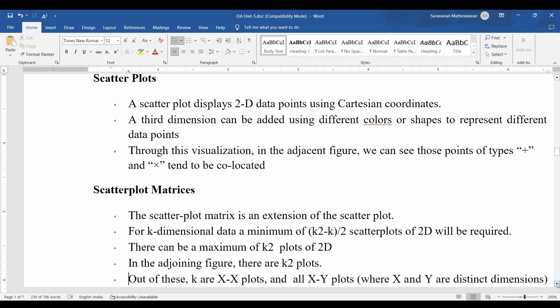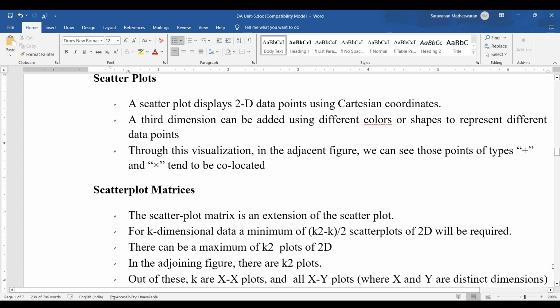When I apply the scatter plot matrix, the extension of the scatter plot, for k-dimensional data, the total number of plots is k choose 2, that is k(k-1)/2, each with a 2-dimensional value. It can be maximized as k choose 2 plots of 2D values, adjusting the figure with these k choose 2 plots.